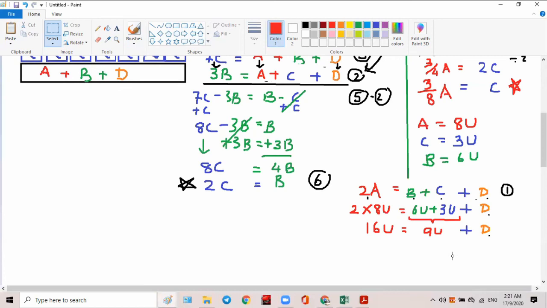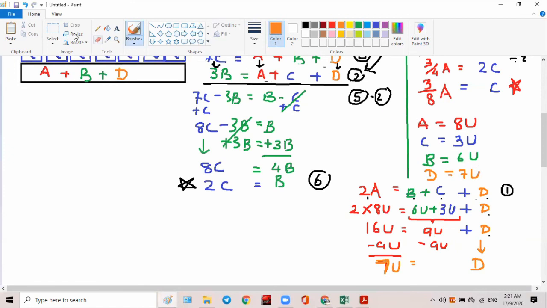In that case, D will be minus 9 units on this side, minus 9 units on this side. What do you have? You have 7 units. Bingo, we hit jackpot. 7. Well, we found something interesting. 7 units will be equal to our D. So now I found all the units. D is 7 units.